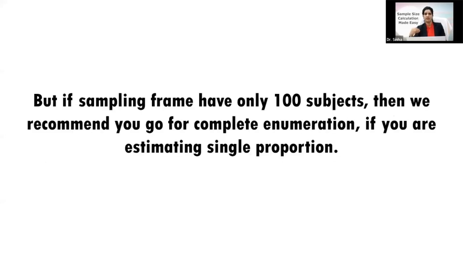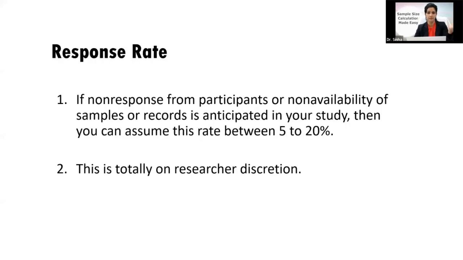But if the sampling frame has only 100 subjects, then we don't recommend going for this finite population correction if you are doing a single proportion, because there are very few individuals by which you will be able to reduce. Otherwise, the calculation of both will be nearly the same.